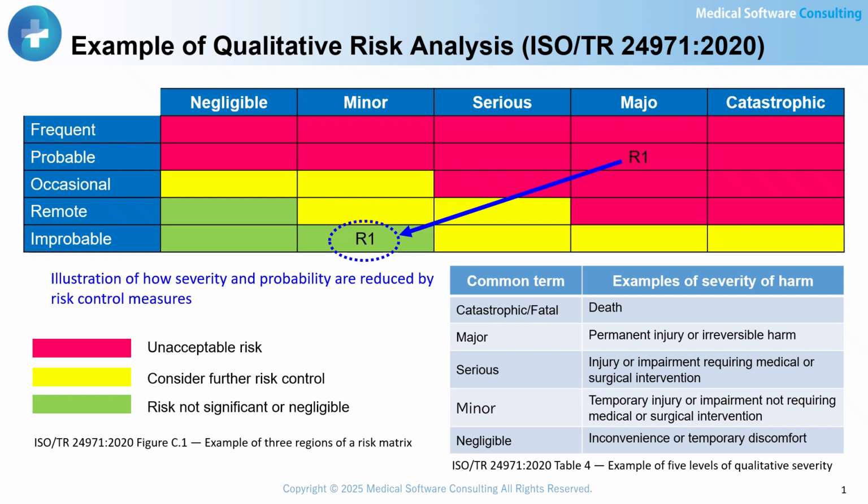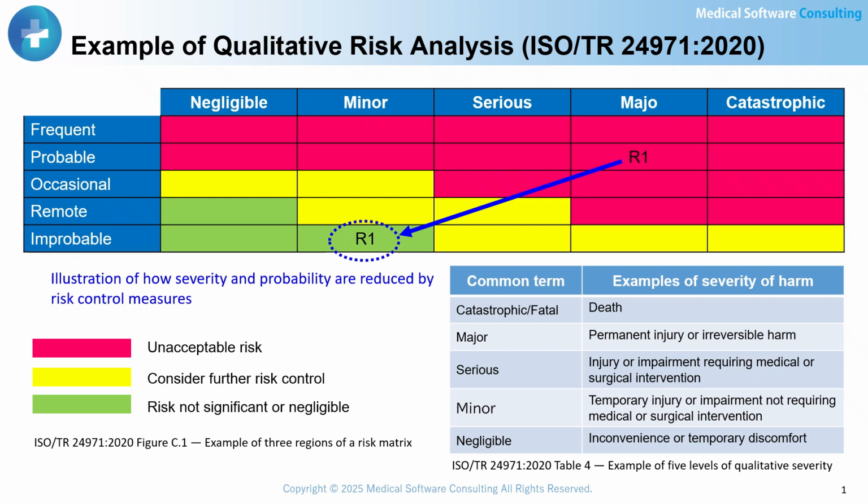When risks are plotted in this matrix, each organization defines its own acceptance criteria. In this example, risks in red are considered unacceptable, those in yellow require further risk control consideration, and those in green are regarded as negligible or acceptable. The severity of harm can be defined as shown in the table on the lower right.